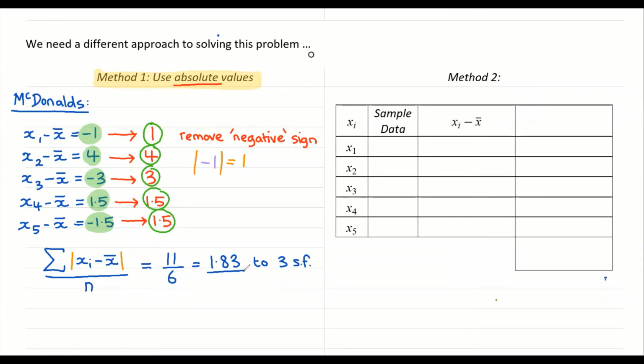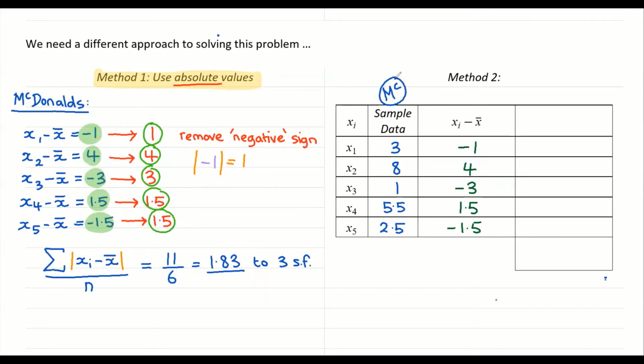So we're just going to write up this sample data again. This is method 2. Now what I've done is I've put the sample data back in. This is for McDonald's again, from the first data set that we saw right at the beginning, 381, 5.5, 2.5. And I've put the differences between each data point and the mean again. So the question is, can we get rid of these negative signs a different way?